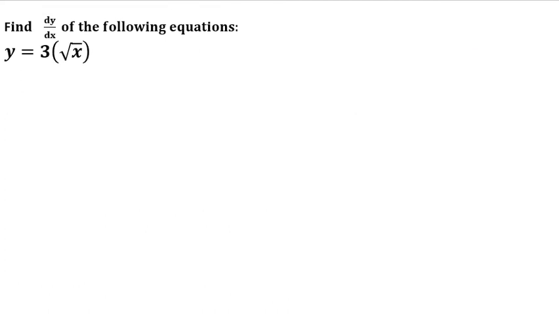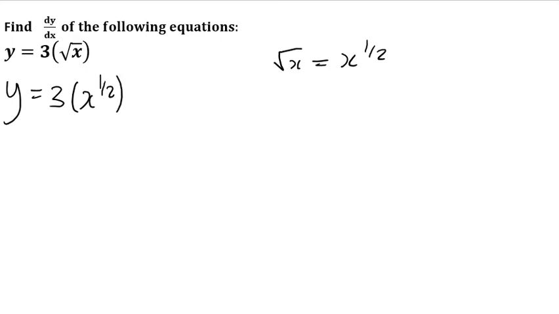Okay, so the next example is almost similar to the previous one. The only difference is that this one is not in a fraction form. So for this example, what you do is change, remember what I said from the previous video, that root x is the same as x to the power of 1 over 2. So we're going to simplify. Always simplify before you differentiate. So this is the same as x to the power of 1 over 2.